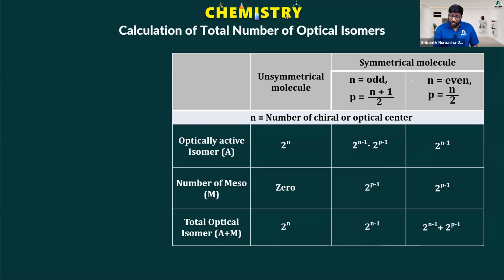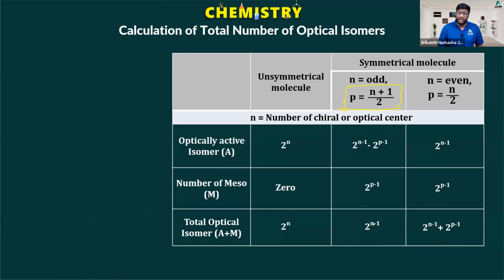Symmetrical molecule: if the molecule is symmetrical, we can have an even number of chiral centers or an odd number of chiral centers. Then the number of optically active isomers is 2 power n minus 1 minus 2 power p minus 1. Whenever we have an odd number, p is equal to n plus 1. Whenever we have an even number, p is equal to n by 2. So 2 power p minus 1 will be the number of meso. Total number will be number of optically active plus number of meso, that is 2 power n minus 1 minus 2 power p minus 1 plus 2 power p minus 1.